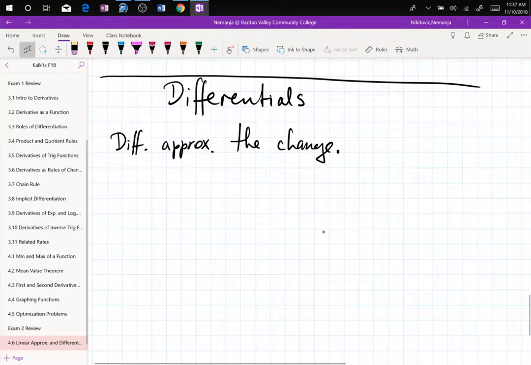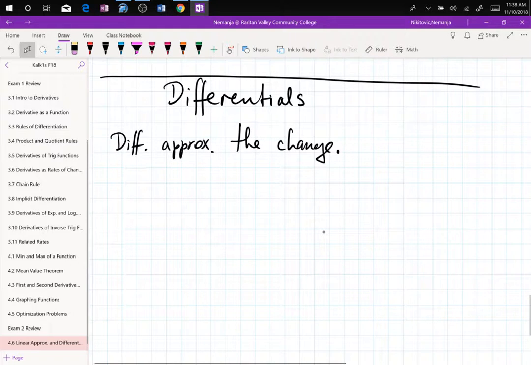So these differentials, again, will approximate the change of how much the surface area changes, the volume changes, the length of the side. So this is not your related rates, right? Related rates were calculating the change of volume with respect to the change of a side. This approximates the change itself.